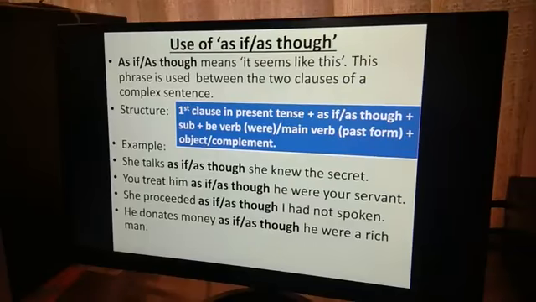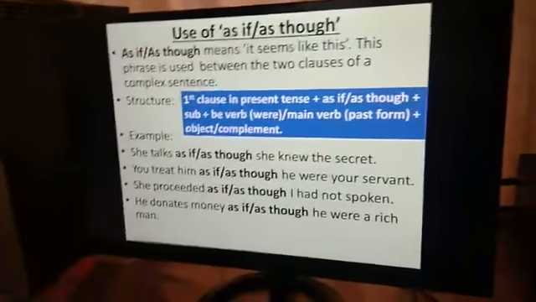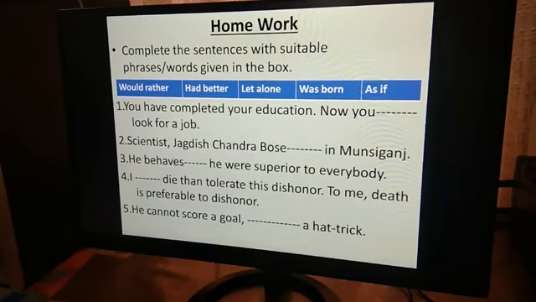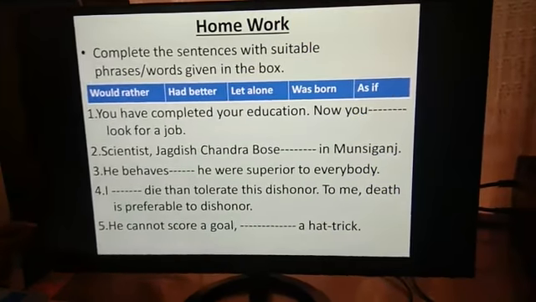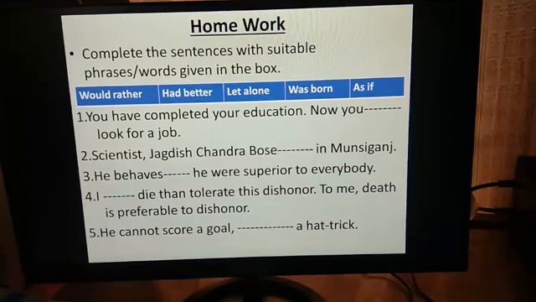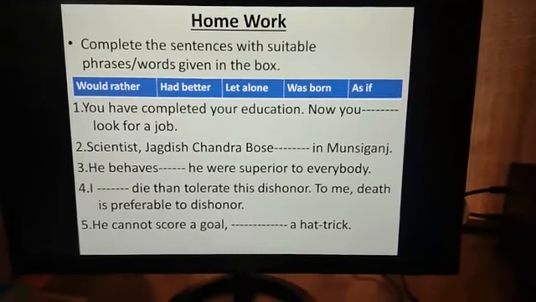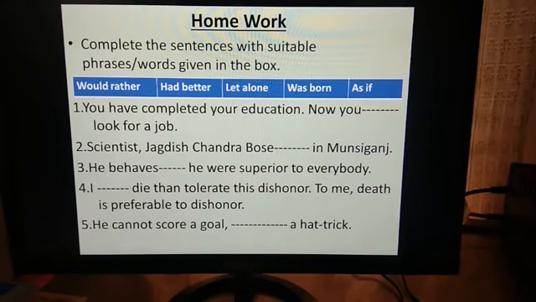Okay, here comes the home task. This is your homework. Jot it down in your exercise book. This is very easy for you. This is your homework, only 5: 1, 2, 3, 4, 5. This is your homework for today's class. Have a look at it.